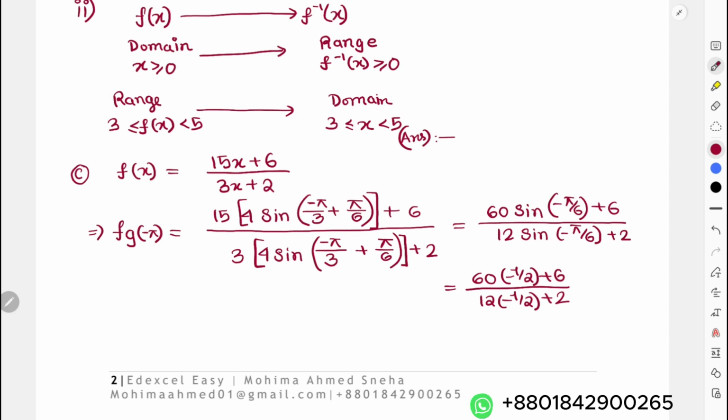15x plus 6 over 3x plus 2, 4 sine of pi by 3 times negative pi, that is negative pi by 3, plus pi by 6 is negative pi by 6. Sine of negative pi by 6 is negative half. 60, and 3 into 4 is 12.